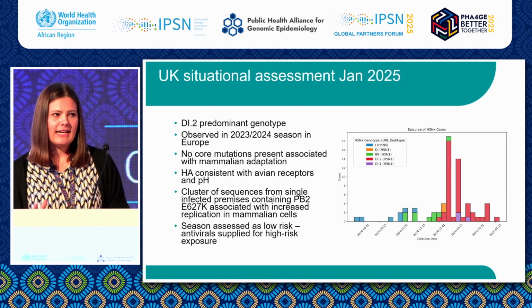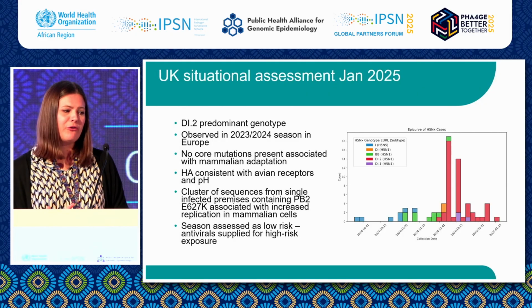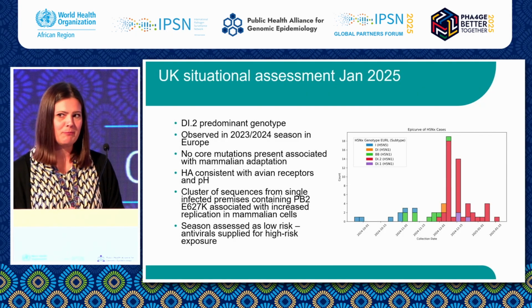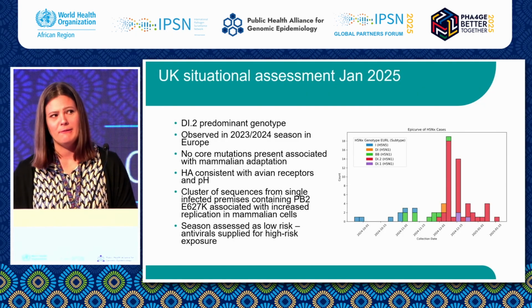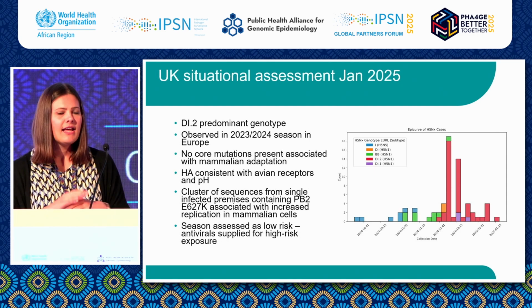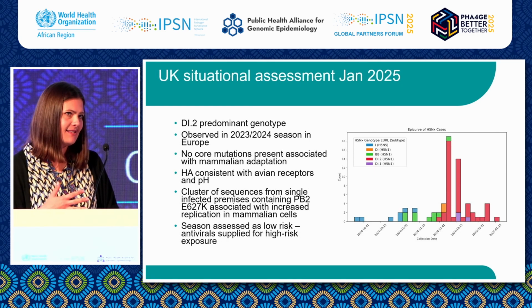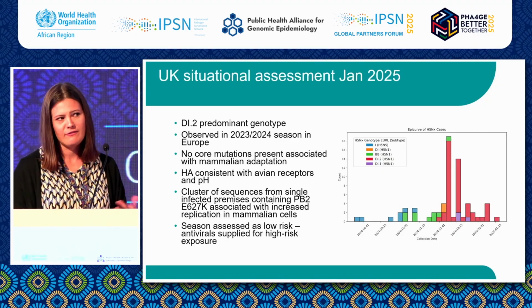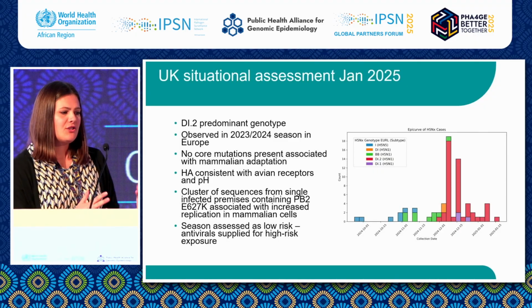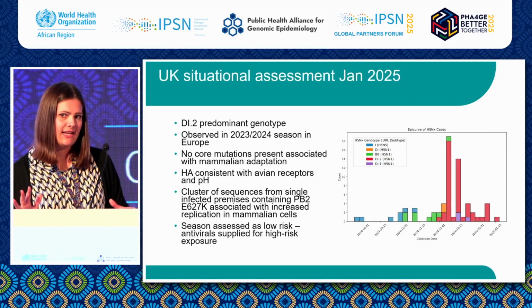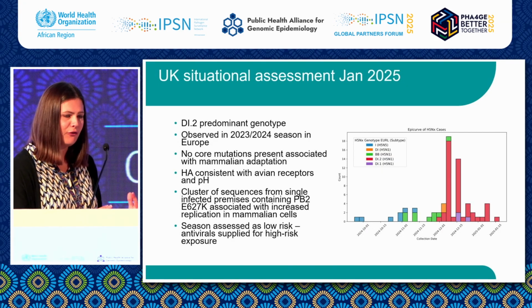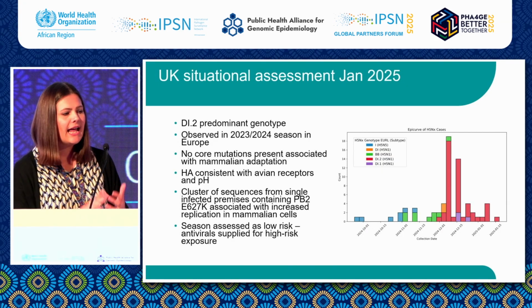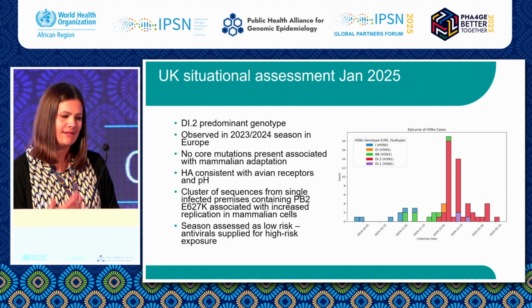From the publicly available global data, we were also able to say that this genotype had been predominant across Europe the previous avian influenza season. That meant we could assess how many mammalian outbreaks we'd seen, how many human infections we'd seen, and how severe all of that seemed to be. We could show that there were no core mutations present in this genotype that would affect any of those four characteristics I was just talking about, and the HA was consistent with avian receptors.